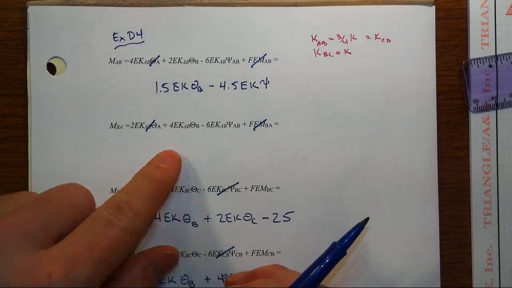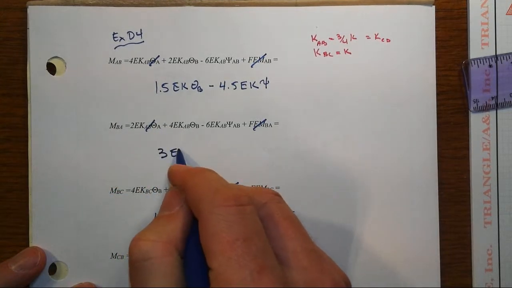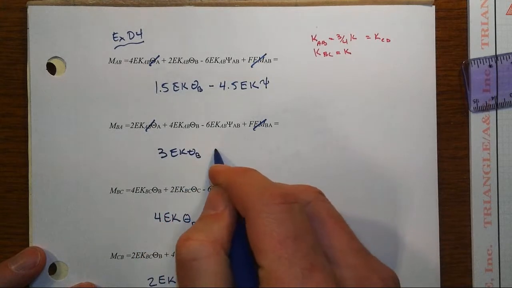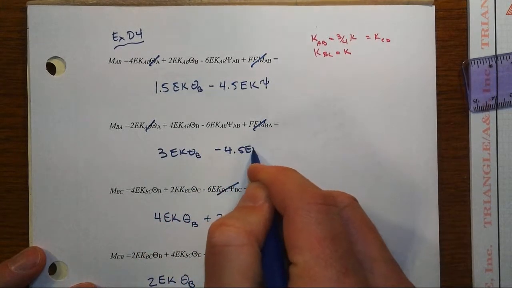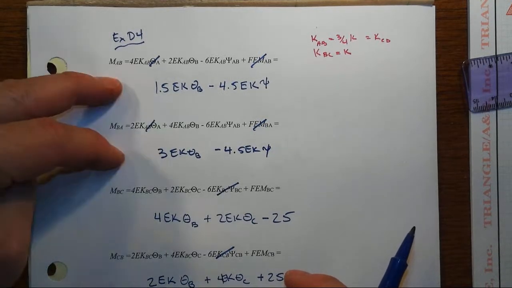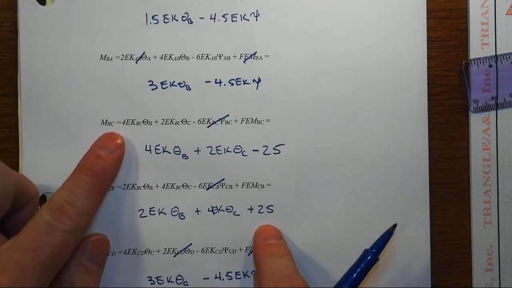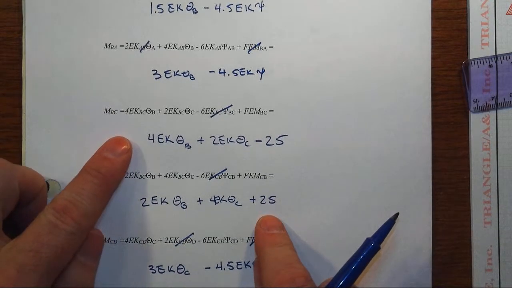There you go. Now when we go to the other end of the member, then the only thing that's different is the coefficient on the rotation term is twice as big, so that's 3 EK theta B minus 4.5 EK psi for the left hand column. For the beam, then same story. We're going to substitute in.